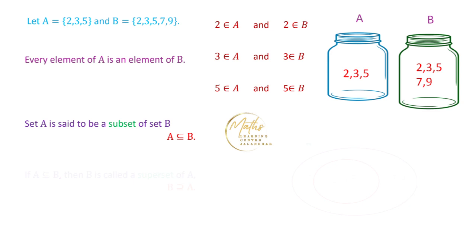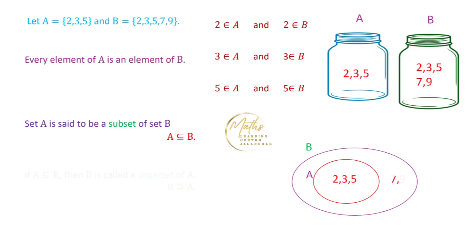Now we can also look at this situation in this way. Suppose this is the set A we are talking about. Then it has the elements 2, 3, 5. We have the set B. The elements 2, 3, 5 are already in set B because all elements of A are in set B. And apart from 2, 3, 5, there are elements 7 and 9 which are also present in B. So this kind of situation represents that A is a subset of B.